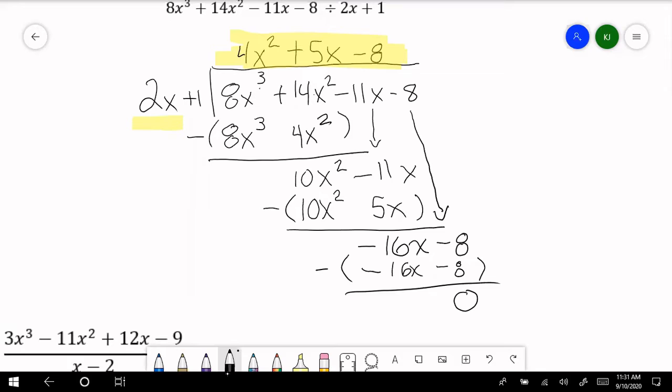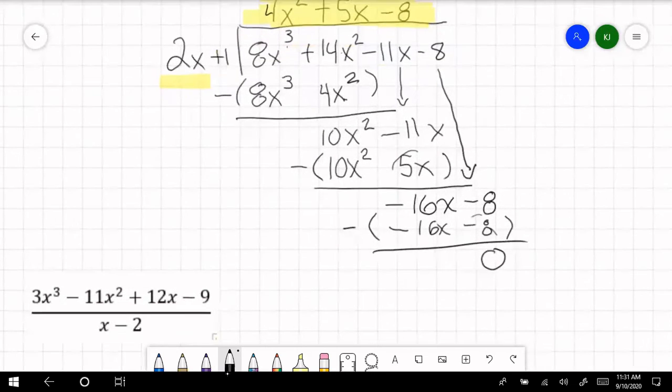The plus one kind of just comes along for the ride, but when I found this 4x squared, I multiplied it to both things. So this is 4x squared times 1. This is 5x times 1. This one was negative 8 times 1. You multiply both things, yes. This would be 8x squared here instead, yes.